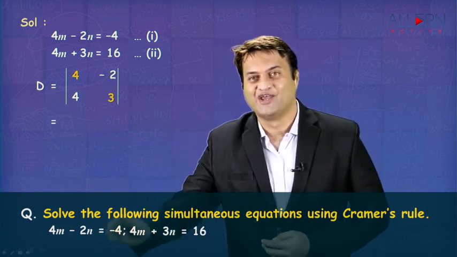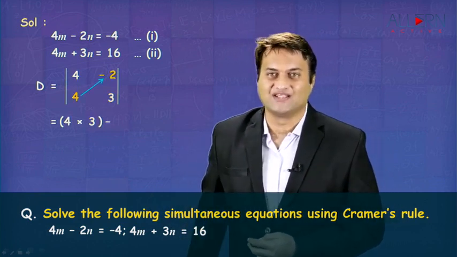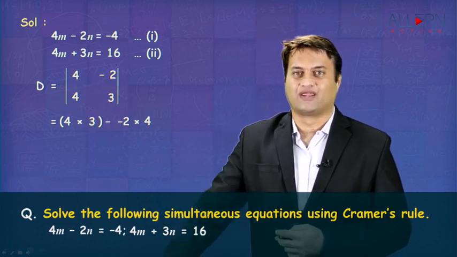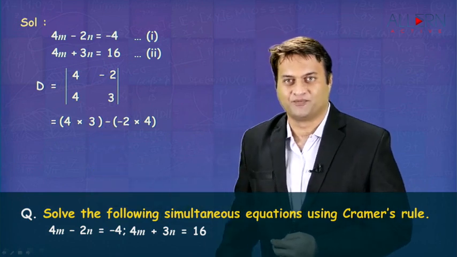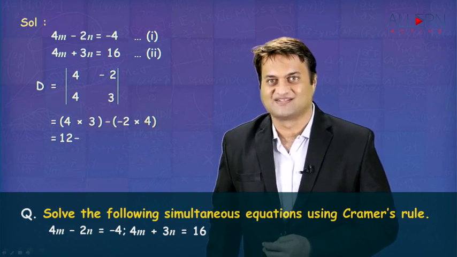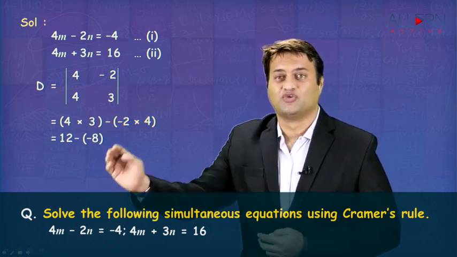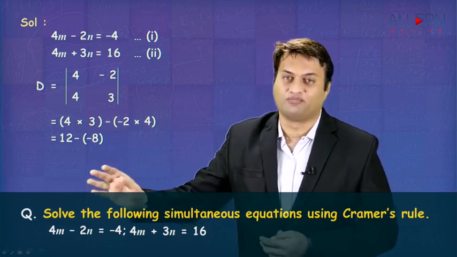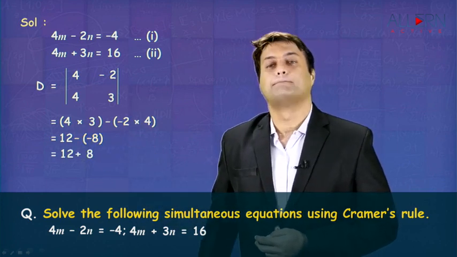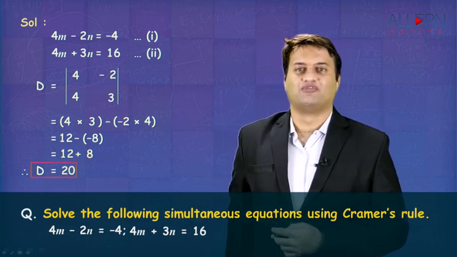So what we get: 4 into 3 in the first bracket, we get minus 2 into 4 in the second bracket, with a minus sign in between. 4 3s are 12, minus, 2 4s are minus 8. So it's 12 minus of minus 8, which is 12 plus 8, which is equal to 20. We get the value of D as 20.